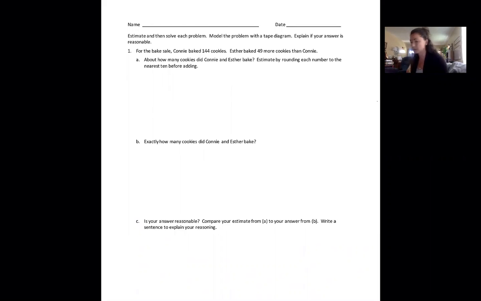So we're going to look at what Connie did first. I'm going to use C for Connie. And with my tape diagram, I know that she baked 144 cookies. So, you know what? I'm going to write in the box because that's going to help. Okay, we know that she did at least 144 cookies. And when I look at that number, I'm going to write it off to the side to work on my estimating here. Let's round this number.